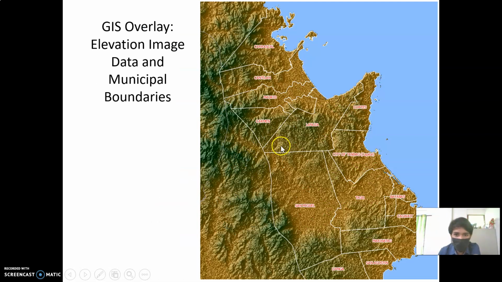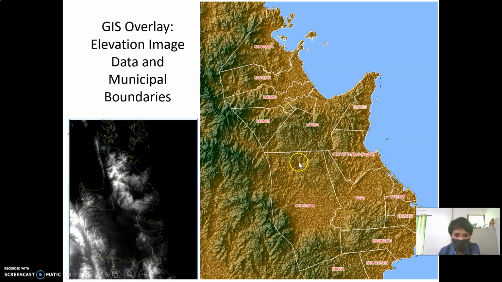We can also overlay elevation images with data and municipal boundaries like this one. This is the elevation model, the elevation map. We can see here the darker green color, which is higher elevation, the mountainous area. The brown color is your low-lying areas. And these white lines are the administrative boundaries, showing where the boundaries of these municipalities are, from Carrascal, Cantilan, Madrid, Carmen, etc.